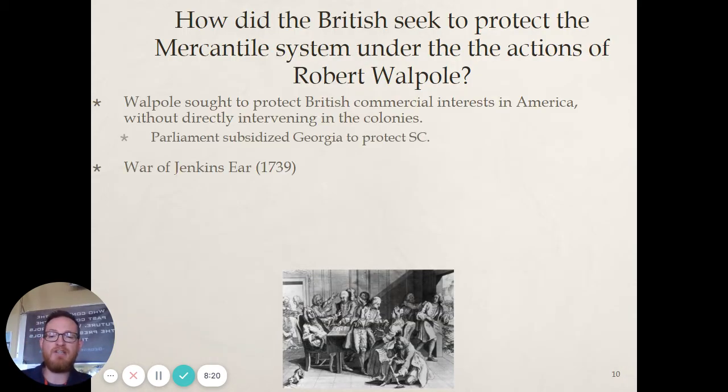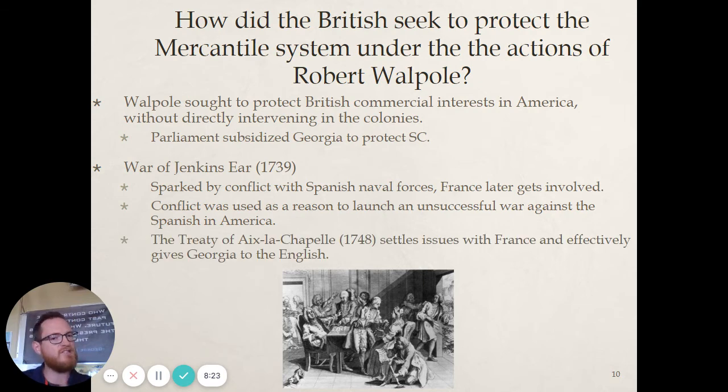So the British, again, would kind of go through these spells where they would try to protect the mercantile system. Robert Walpole, who would come to lead in Parliament over there, would try to protect British commercial interests in America without directly intervening.